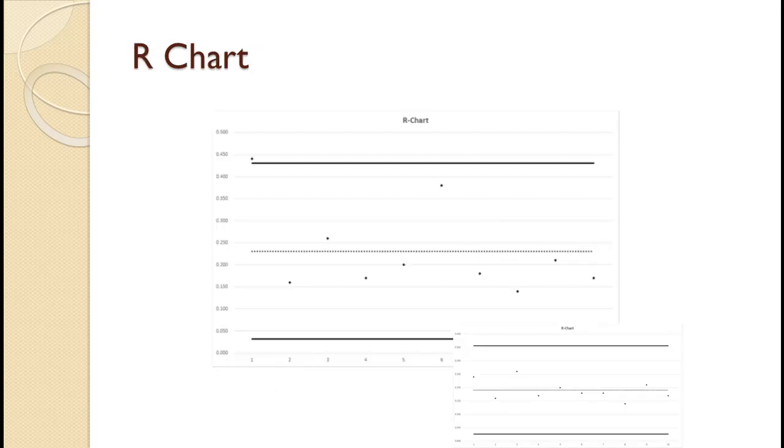This slide shows the resulting R chart along with the prior R chart smaller and at the bottom. Notice that point number 1 is out of control and point number 6 is almost out of control. Additionally, notice the wider control limits.